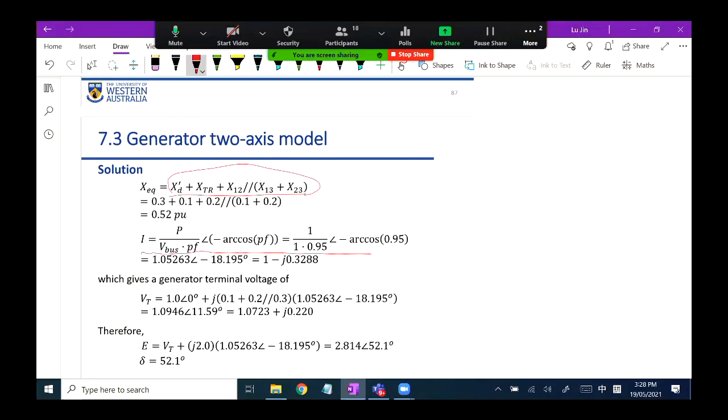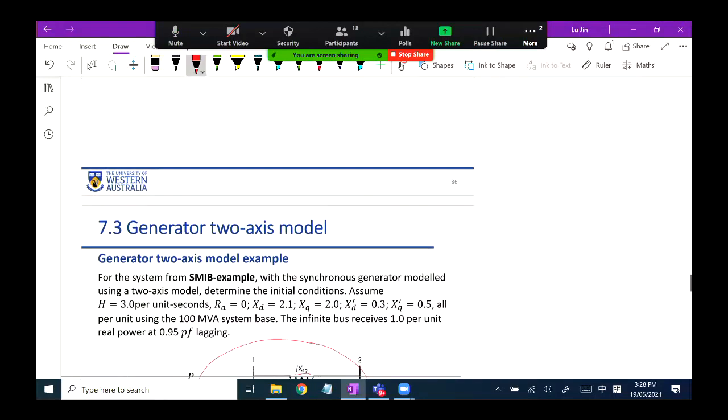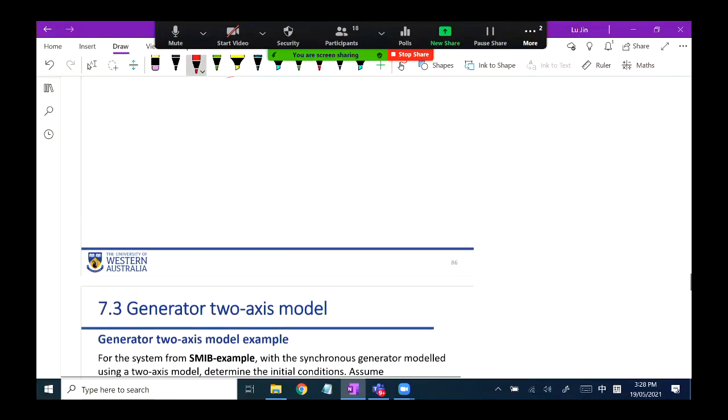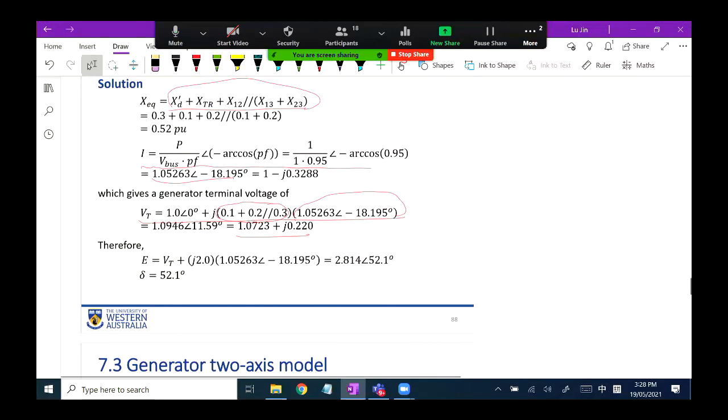Once you finish this, we are using this formula to evaluate the terminal voltage of the generator. Okay, the later part should be easy. See here, this is the current, this value. Current multiplied by the total equivalent reactance gives you a voltage, like that. So finally the terminal voltage is given like that. After you got the terminal voltage, which formula are we using? We then use this formula: E equals the terminal voltage Vt plus j XQ multiplied by the current, to evaluate the internal voltage of the generator. So that formula is used here.